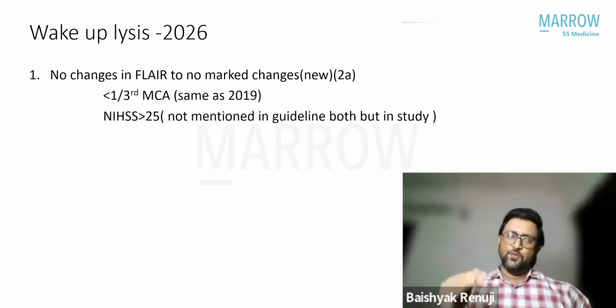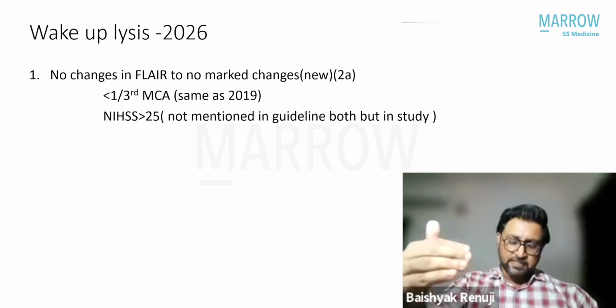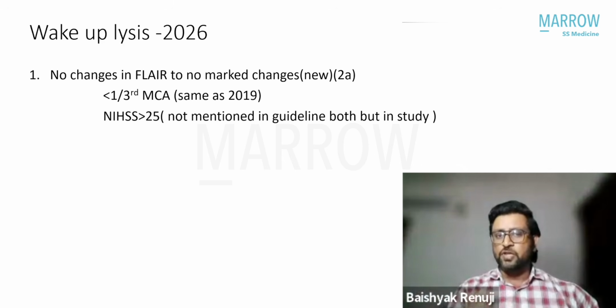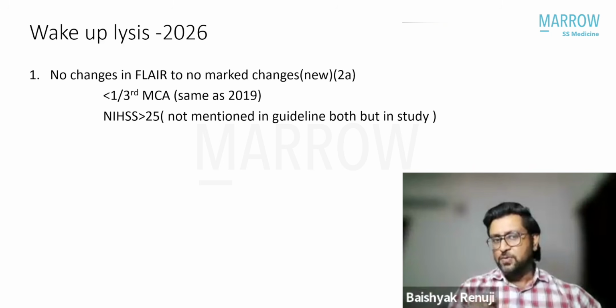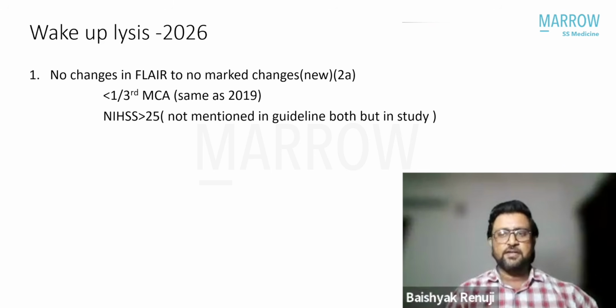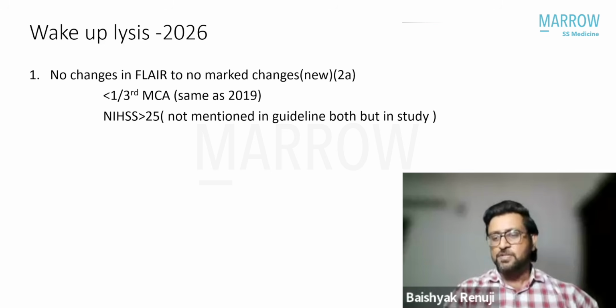One more point is, if you look into the wake up trial, in the previous guideline it was written just below the box of the guidelines: NIHSS more than 25 are not included in both of the studies for wake up. So again, NIHSS more than 25 is not directly put on the guidelines. But what we have to assume is that somebody comes to you with an NIHSS more than 25 wake up, the risk will definitely be high. But it is not a contraindication as per the guidelines. But less than 1/3 of MCA is practically a contraindication.